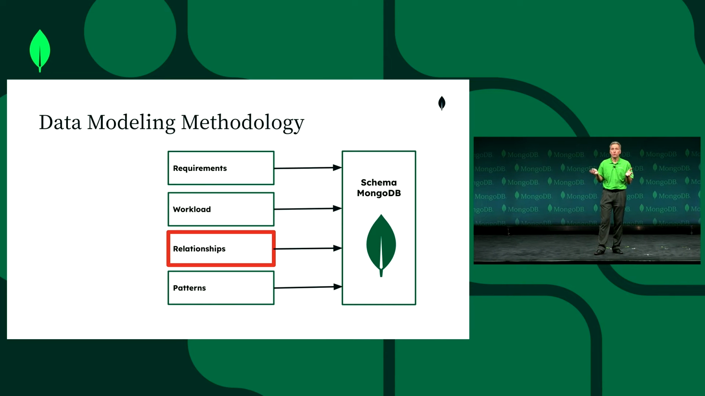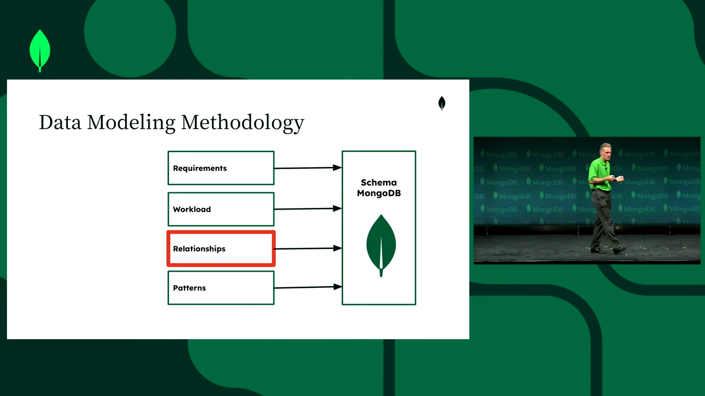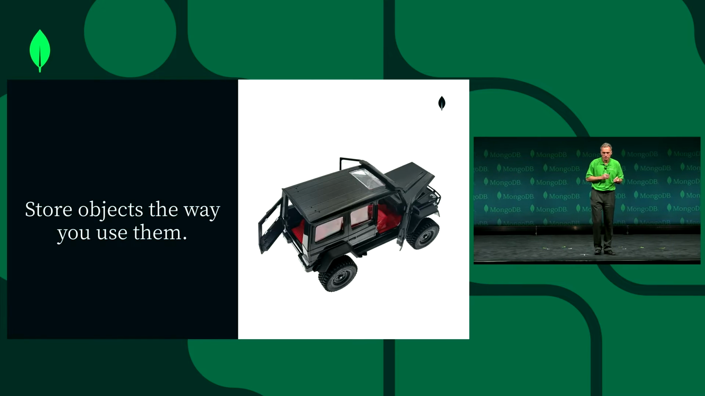Now that we know what we're modeling for and should optimize for, let's start identifying the relationships and start organizing our collections and documents. So we're going to talk about the relationships. But before we do that, I want to bring a little analogy.